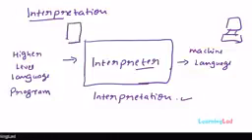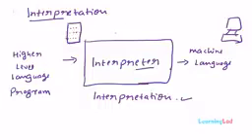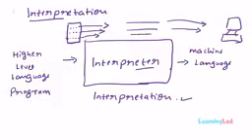Now here what happens is, let's say this is the source code, or the program written in the high level language. The interpreter first reads the first line of this source code, then converts it to machine code, and then executes it immediately. After that it goes to the next line of the high level language program. It reads that, converts that code, and executes it immediately. And then it goes to the third line, and again converts that code and executes it.